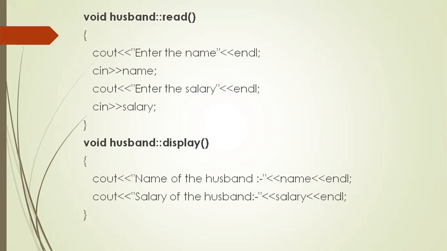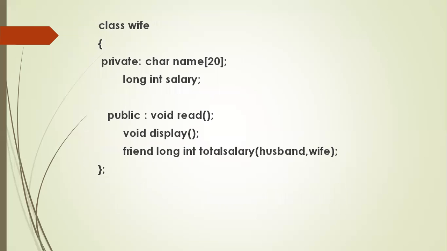Next, similarly, you write the second function: void, husband, scope resolution, display. The purpose of this function is to display the name and the salary. Name of the husband is equal to name, salary of the husband is equal to salary. Okay. Now we have defined two member functions outside the class. Next, you go to the second class.